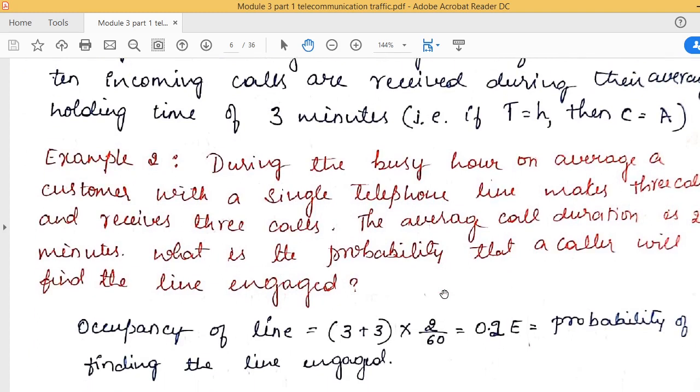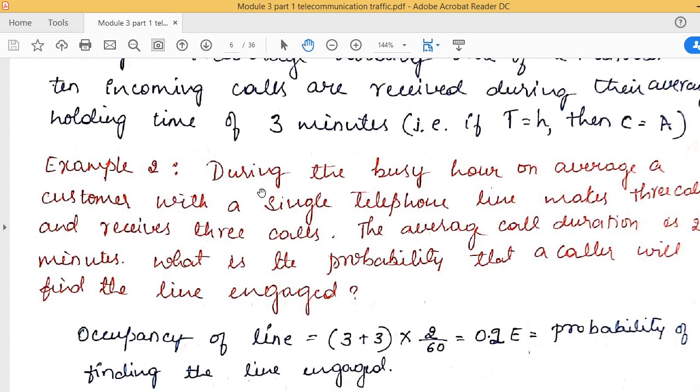So let us solve one more example in which they have defined that during the busy hour, on average, a customer with a single telephone line makes 3 calls and receives 3 calls. The average call duration is 2 minutes. What is the probability that a caller will find the line engaged? So finding the line engaged is nothing but occupancy. What is the occupancy that we are observing with respect to a particular line?